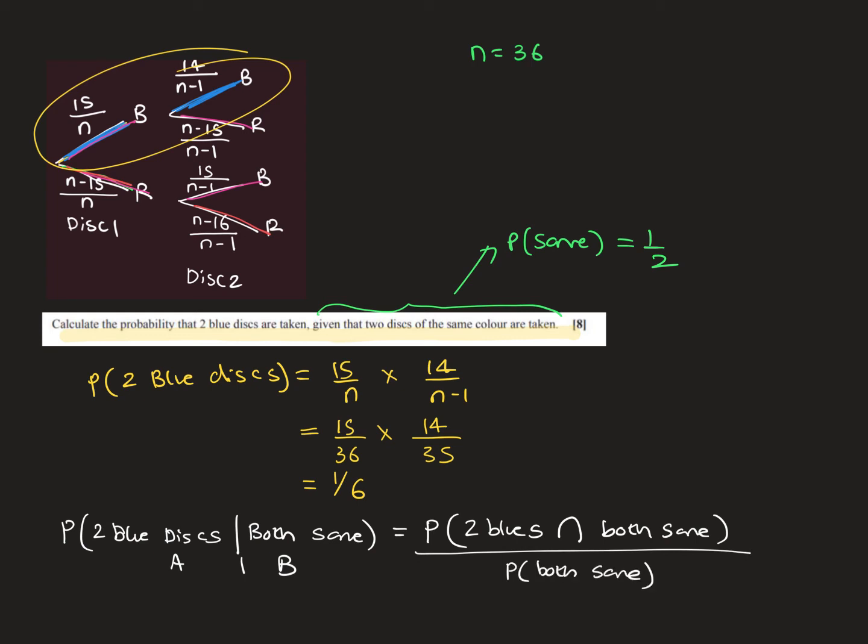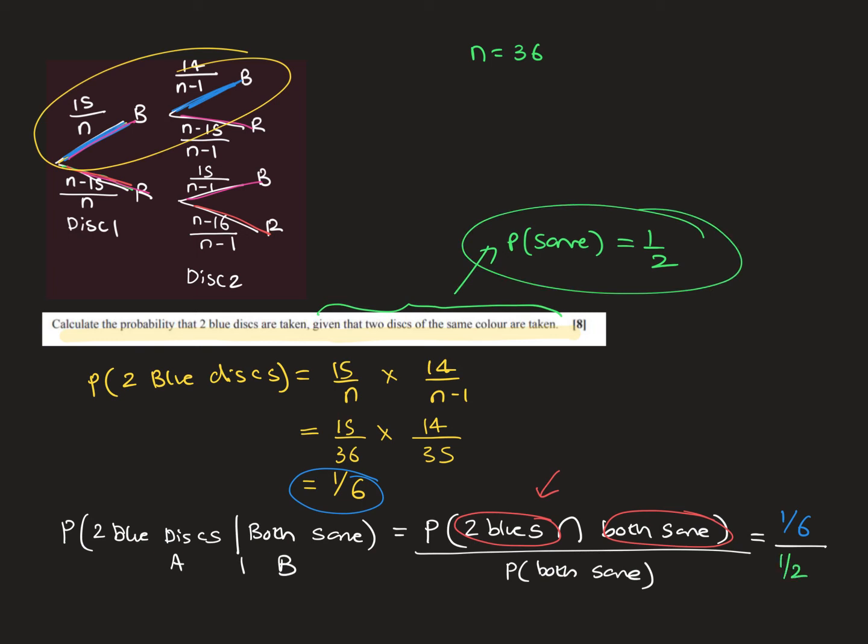So the probability of getting 2 blues and them both being the same, well, these two conditions are both satisfied by the first condition occurring here. An and condition has got to be strict. We have to have 2 blues and both discs have to be the same. So the way that this is satisfied is if both discs are indeed blue. So that is 1/6. Now the probability that both discs are the same, we worked it out, it's 1/2, so it's 1/6 divided by 1/2, which gives us a very simple answer at the end of this question of 1/3.